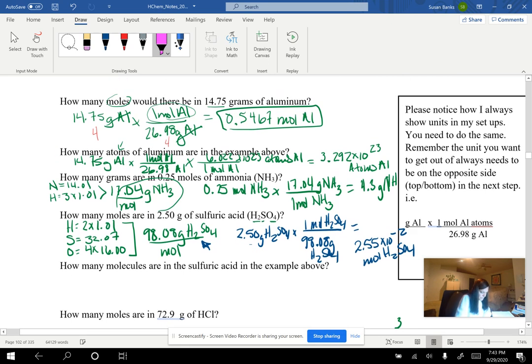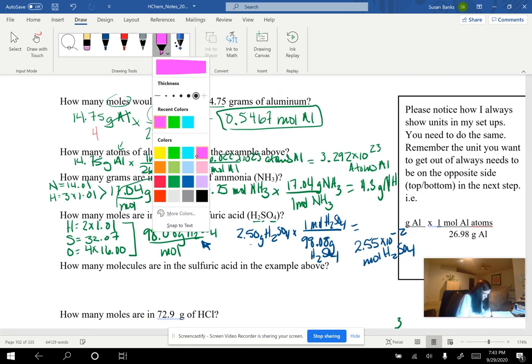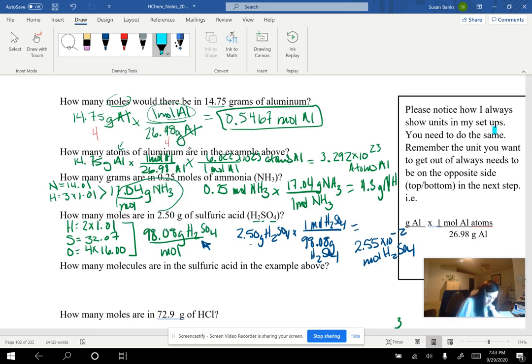Okay, just a quick note over here. Please notice how I always try to show units in my setups. You need to do the same. So units are always shown, right? We always show units. Remember, the unit that you want to get out of always needs to be on the opposite side. So if you want to get out of that unit, it needs to always be on the opposite side of the next step.